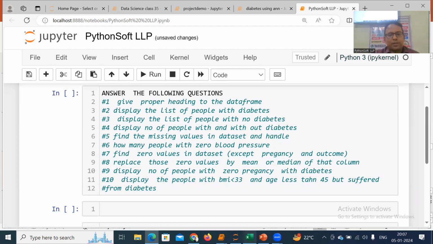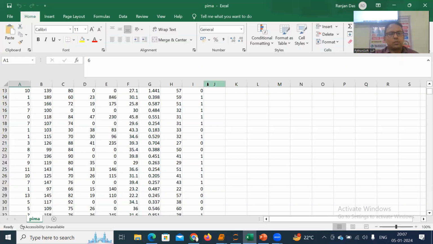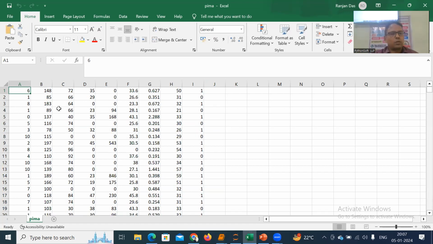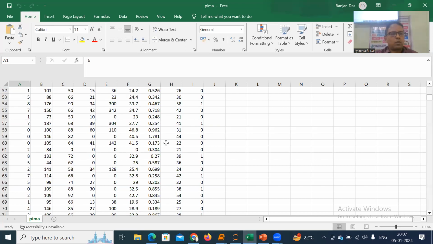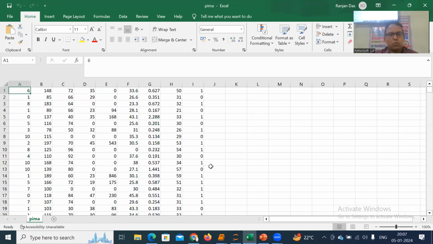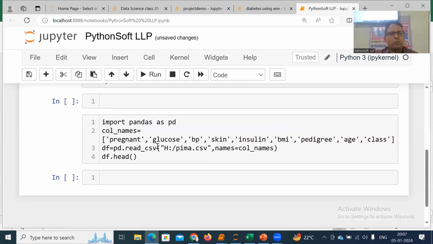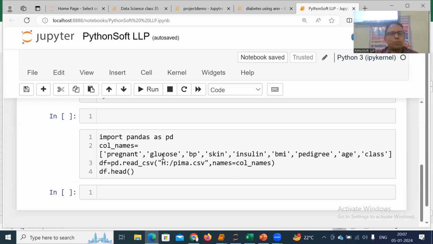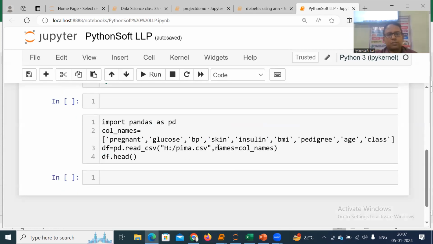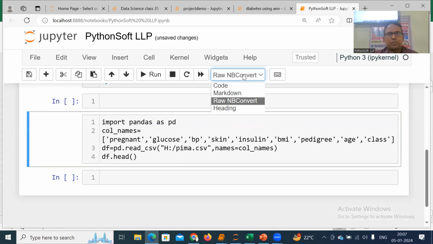So we have a diabetes data set. We have data of some people, around 760 data. And those data contain information like pregnancy, blood glucose, blood pressure, skin thickness, insulin, body mass index, pedigree, age, and class. This type of information we have.